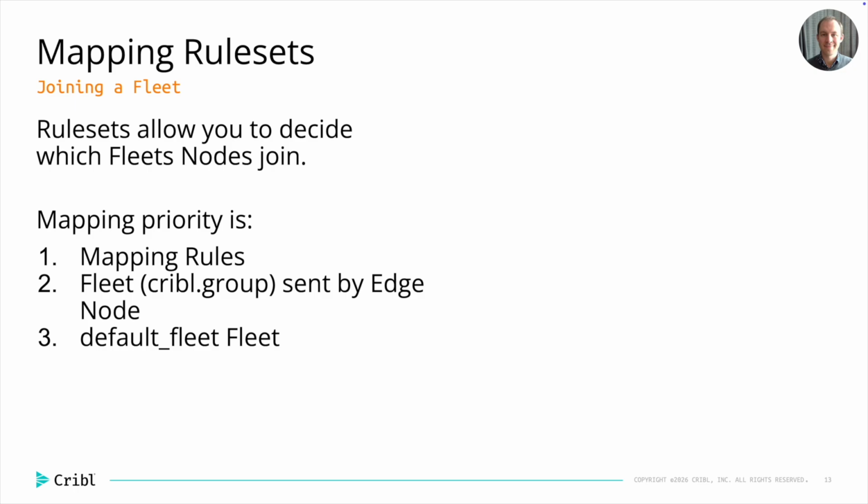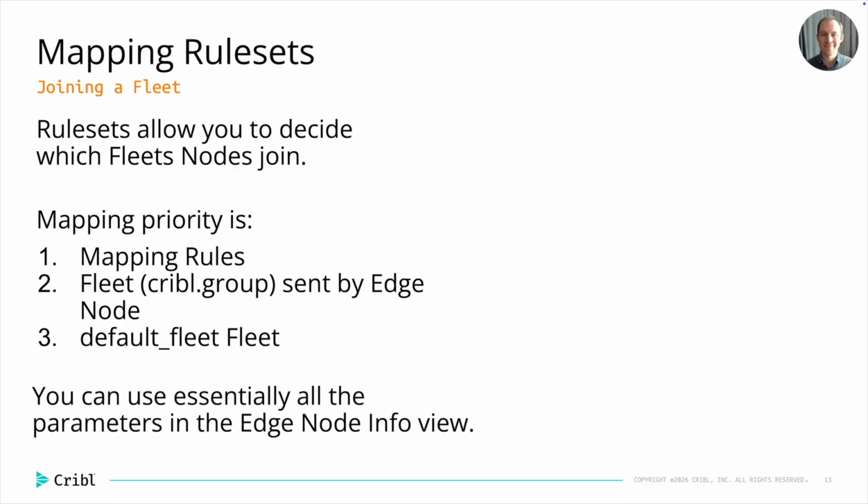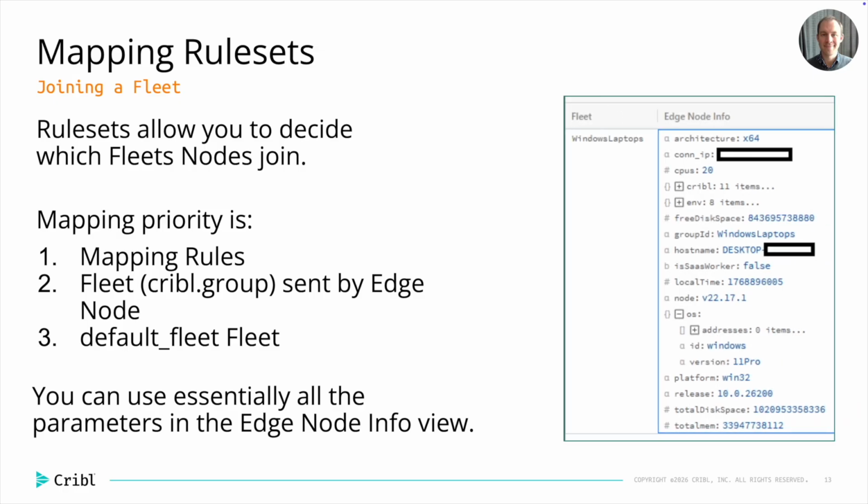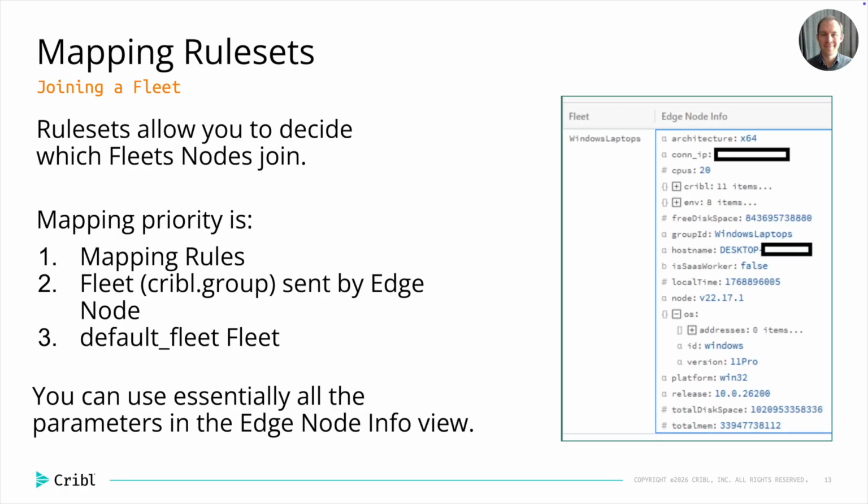When thinking about what parameters that you can use to determine where nodes are placed within your mapping rule set, I'd encourage you to have a look at the edge node info view within the mapping tab. This lists out a large number of parameters that you may wish to consider for determining which nodes are placed into which fleets. For example, you may wish to have a fleet that is looking for Windows OS, or you might have fleets that are conditional based on specific characters or prefix strings within your host name.